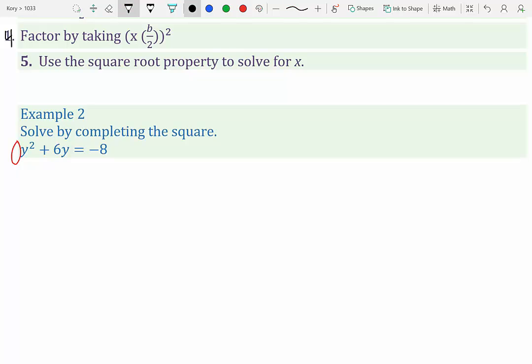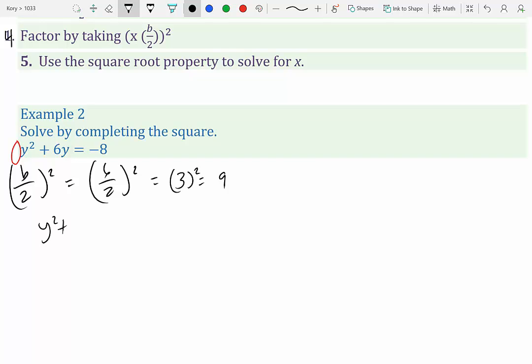So we want to half b and square it. So b is 6. Always simplify before you square. So we have 3 squared, which is 9. So what we're going to do is add that 9 to both sides. And then we're going to factor.